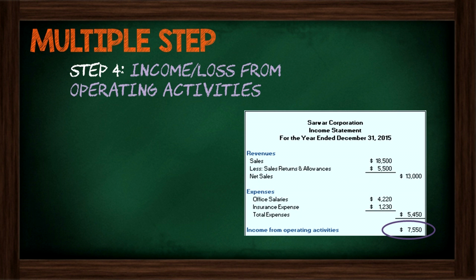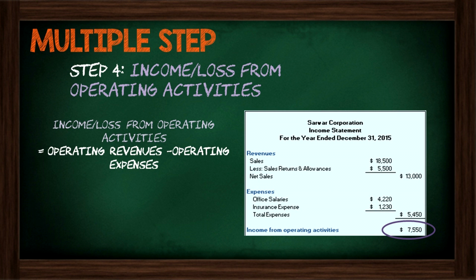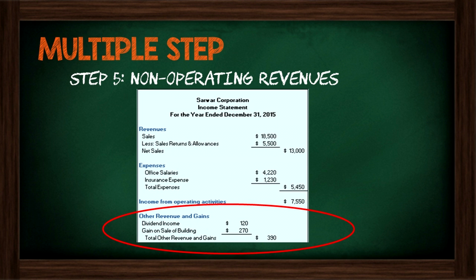The third step is to calculate our income from operating activities. Just simply take our revenues, which is our operating revenues, right? Subtract that by our expenses, aka our operating expenses, to arrive at our income or loss from operating activities. In this case, our operating revenues, as we calculated before, $13,000, subtracted by our operating expenses of $5,450 to get our income from operating activities of $7,550.